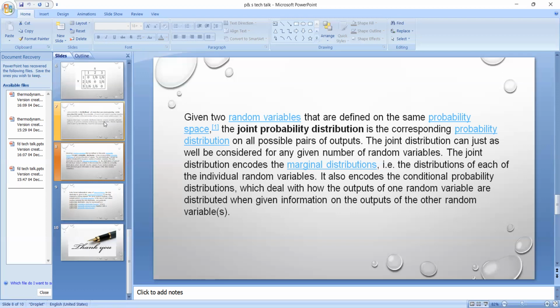It also encodes the conditional probability distributions, which deal with how the outputs of one variable are distributed when given information on the outputs of other random variables.